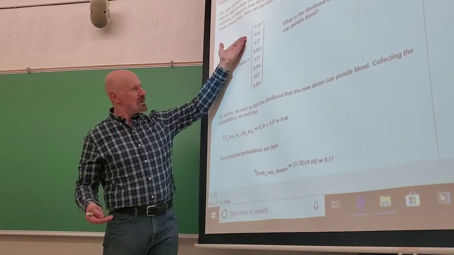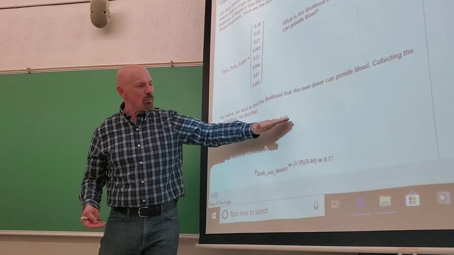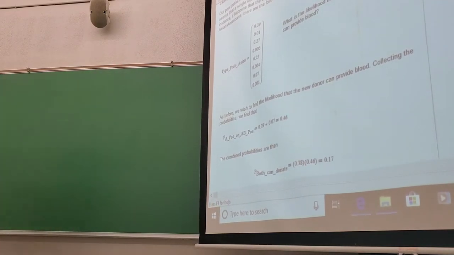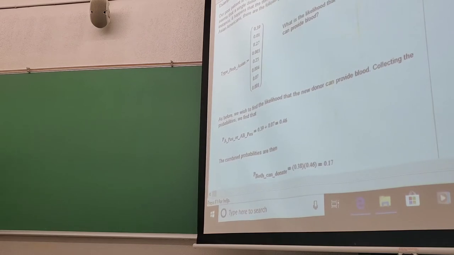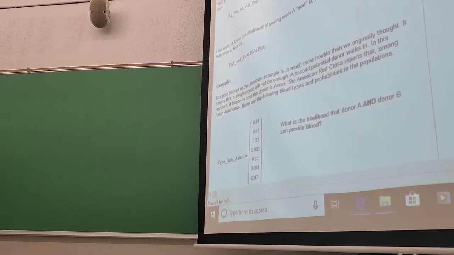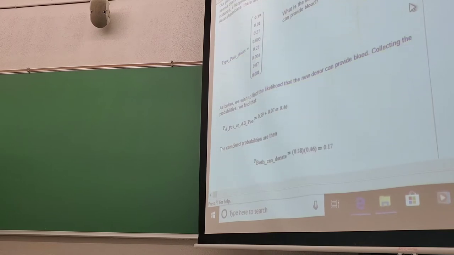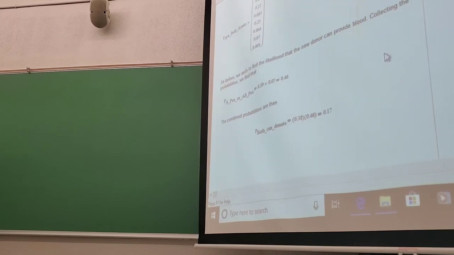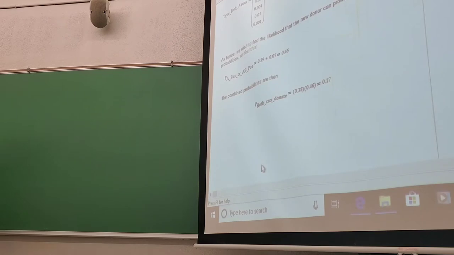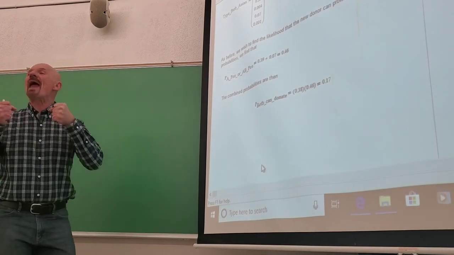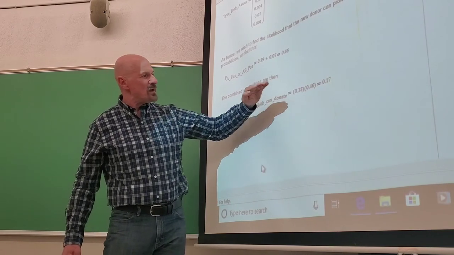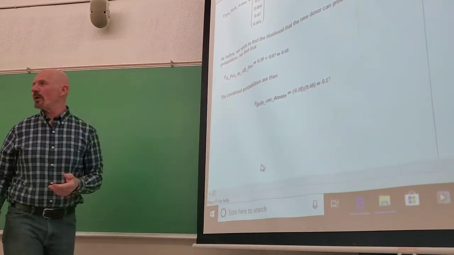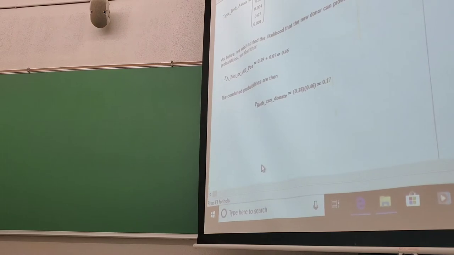We have 0.39 plus 0.07, so 0.46 of either being A positive or AB positive. Now we take the first probability, which is 0.38, and the second probability, which is 0.46, and we multiply them. So now that uses the word "and." The probability that both can donate is 0.38 times 0.46, or 0.17, so it's a significantly reduced amount. This follows very much problem number one.